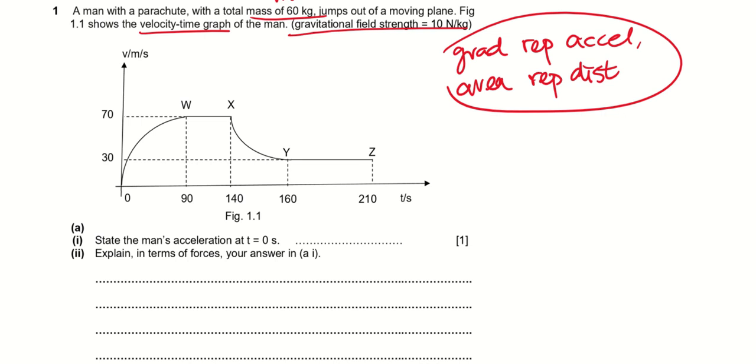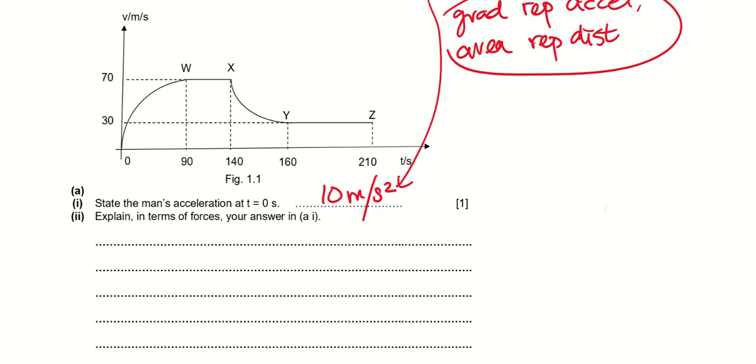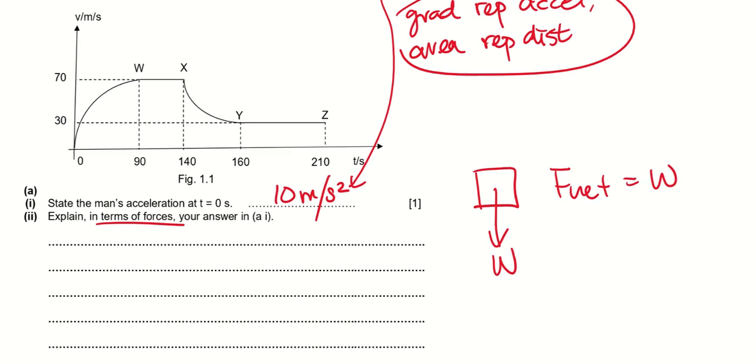So when he first jumps out, his acceleration must be 10 meters per second squared due to Earth's gravitational field strength. They need us to explain in terms of forces. So when he first jumps out, what are the forces acting on him? Initially there is a weight, due to gravitational attraction on him. Is there any other force acting on him? He hasn't started moving, so there's no air resistance. Therefore, the net force is equal to weight. Now what is weight?